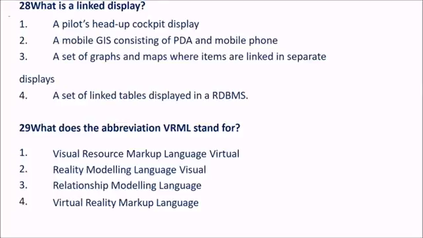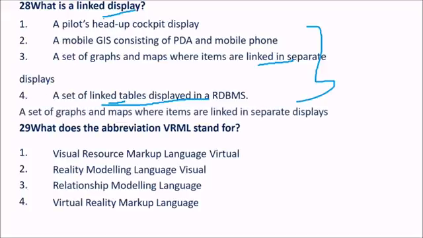Next is, what is a linked display? A pilot's head-up cockpit display, a mobile GIS consisting of PDA and mobile phone, a set of graphs and maps where items are linked in separate displays, a set of linked tables displayed in an RDBMS. What is the answer? Yes, you got it right. The answer is a set of graphs and maps where items are linked in separate displays.